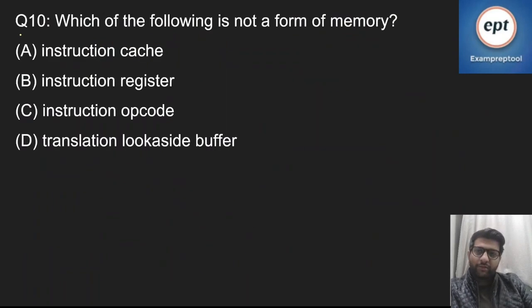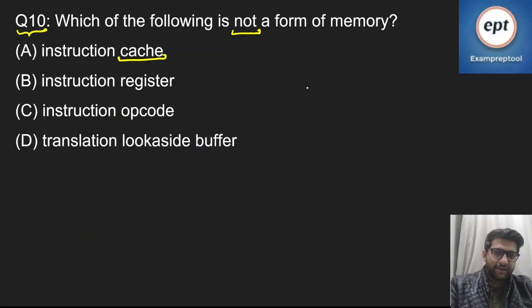So let's move to question number 10. Which of the following is not a form of memory? Option A is the instruction cache. Let's say we have a for loop which increments i.